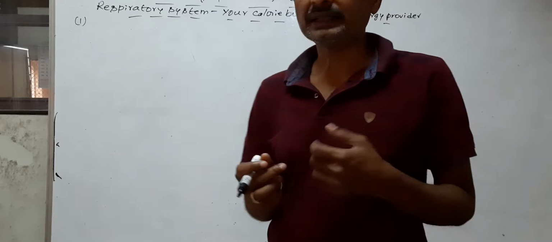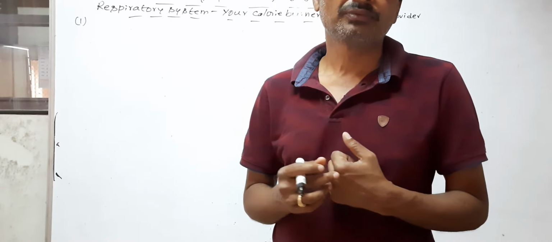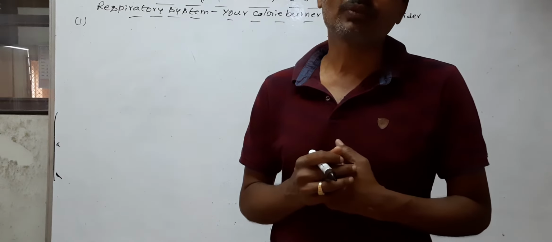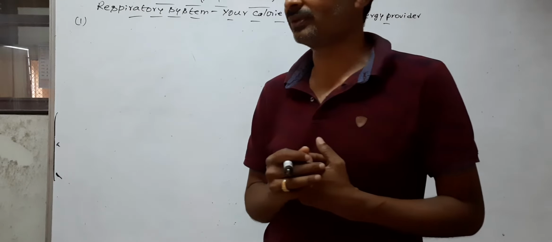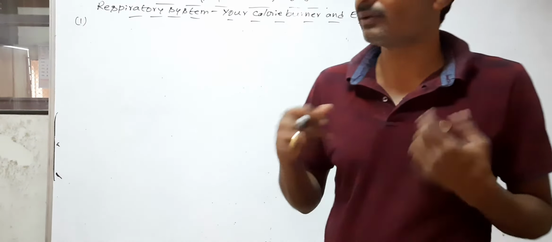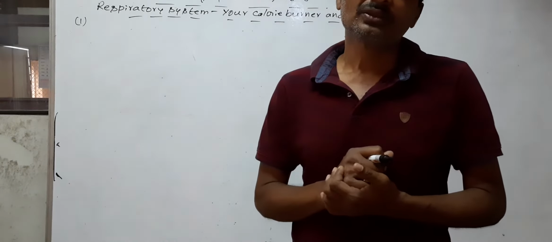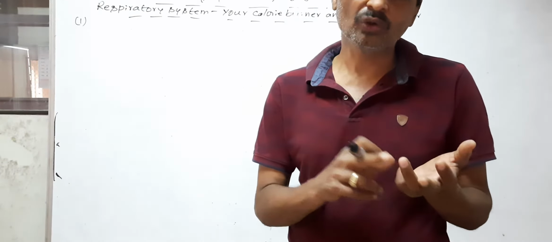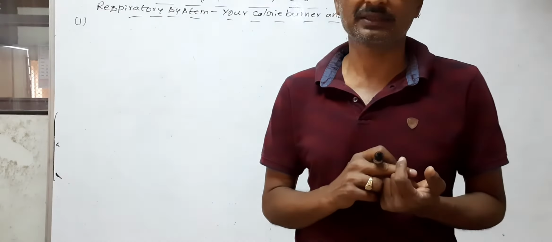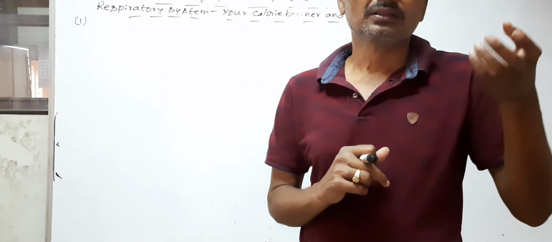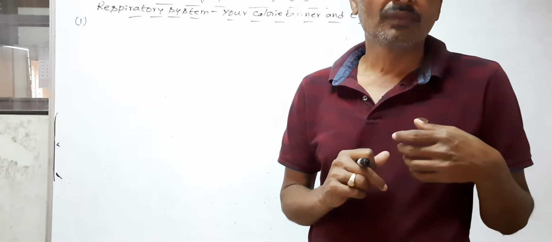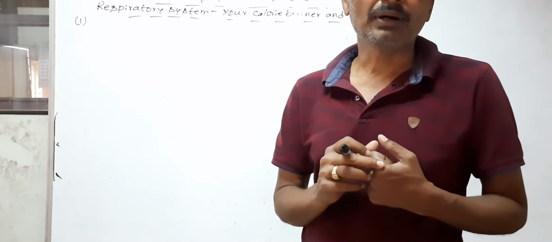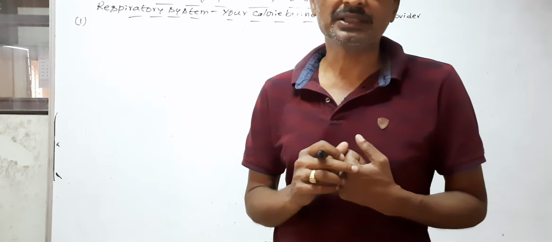So energy is released from cells by the oxidation of micromolecules of digested food. The food is digested in our alimentary canal. So end products of digested food are glucose, fatty acids, amino acids. These are transported to the body cells through the circulatory system.